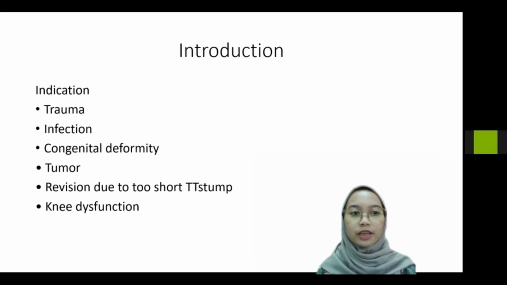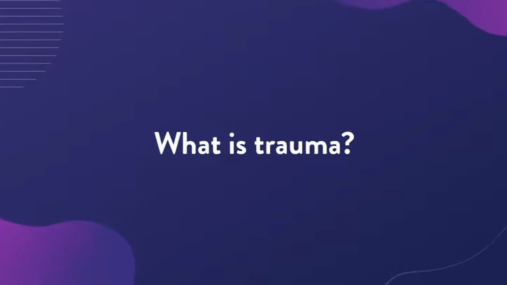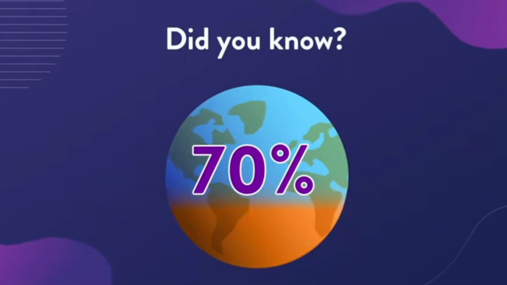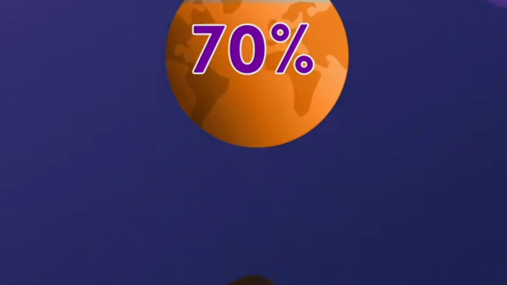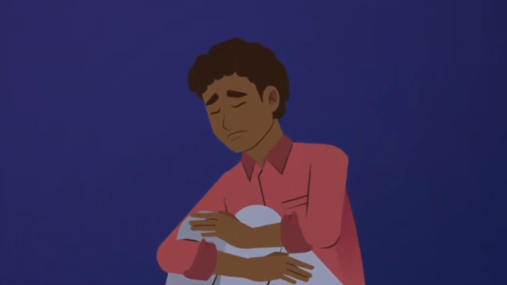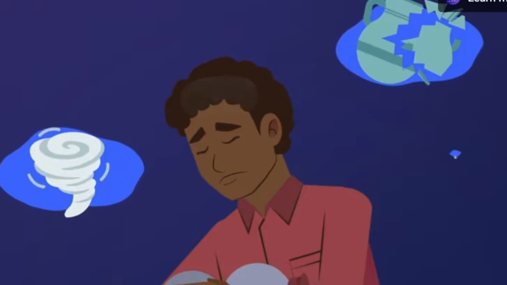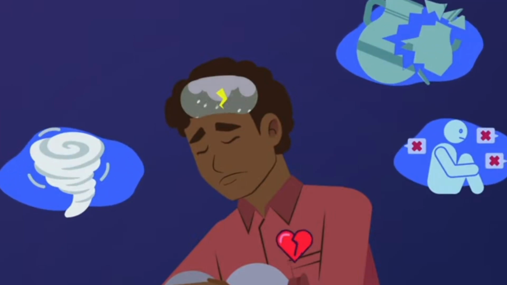Next is the indication of knee disarticulation amputation. The first is trauma. Did you know about 70% of people around the world will experience at least one traumatic event in their lifetime? Trauma is a threatening event or series of events that is emotionally or physically harmful, which may include violence, abuse, neglect, natural disasters, or losing a loved one due to a traumatic event.